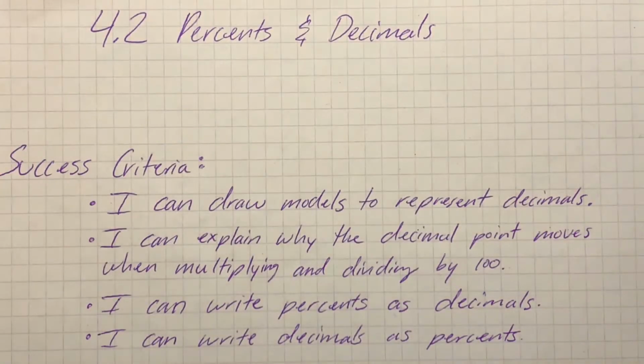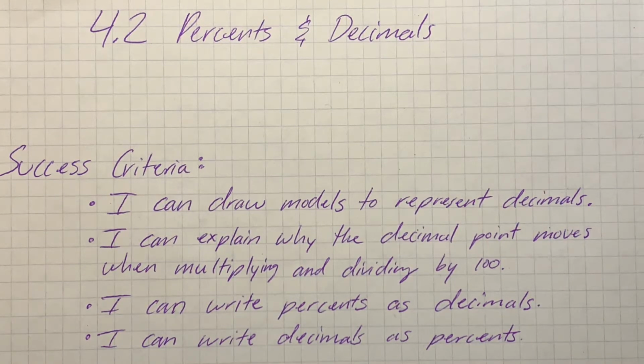All right, for 4.2 percents and decimals, our success criteria is that we'll be able to draw models to represent decimals and also to explain why the decimal point moves when we multiply and divide by 100, and to write percents as decimals and decimals as percents. Let's go ahead and get started.